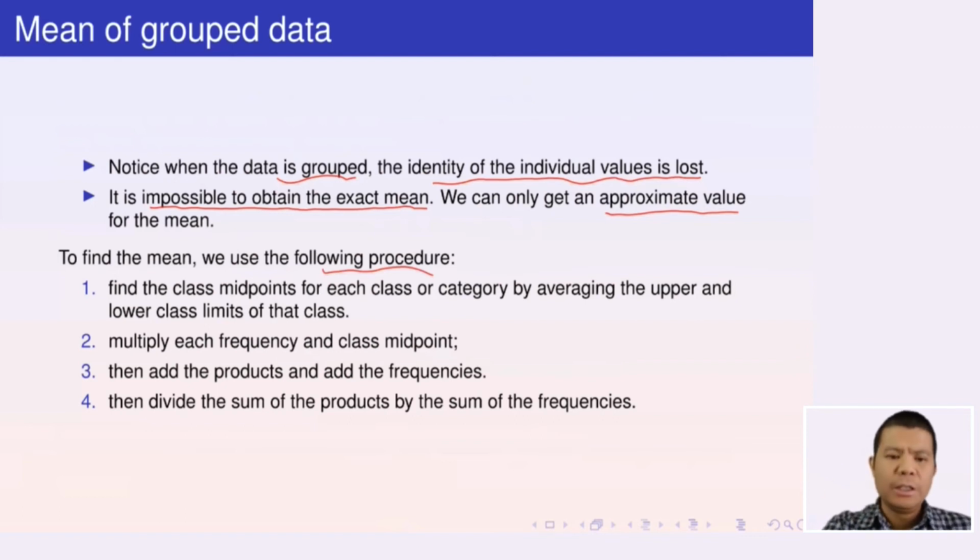The first step is to find the class midpoints. Remember what class midpoints are? We discussed this when we talked about frequency polygons, how to construct a frequency polygon using a frequency distribution table. At that point, we talked about class midpoints. What are they? They are the average of the upper and the lower class limits of that class.